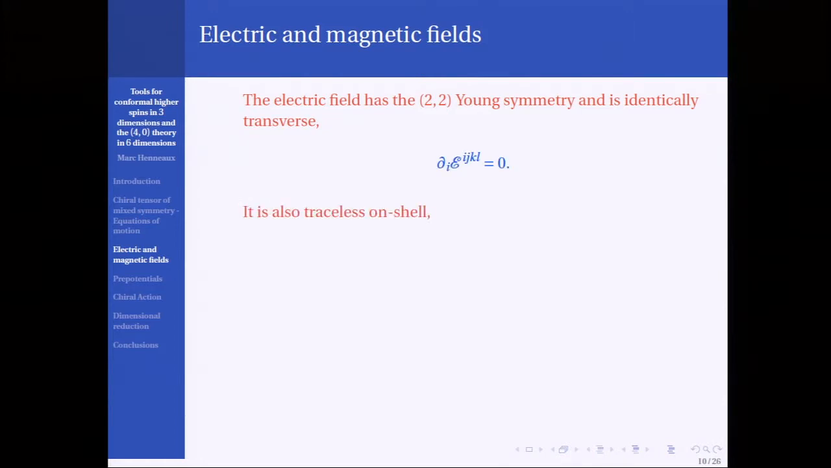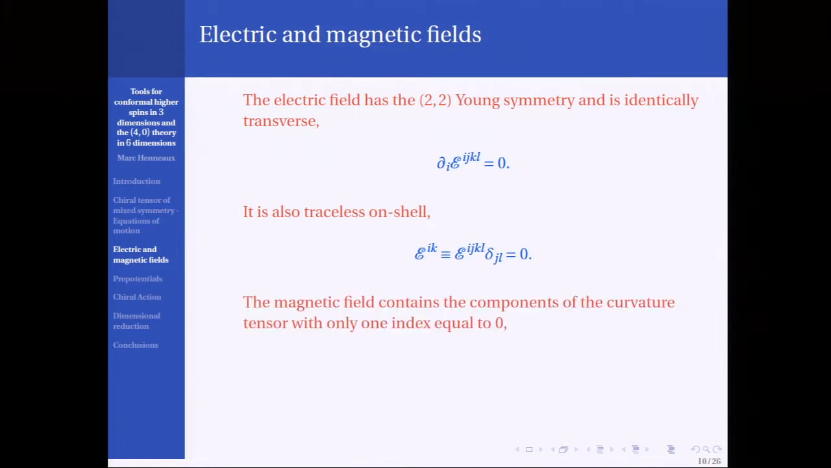Now you can also show, but this is an equation of, so this is an identity. If you look at the equations of motion, you can also see that the electric field is traceless on shell. So if you compute its trace, that is equal to 0 as a consequence of the equations of motion. But that's different from that which is an identity, following from the definition. Now this is the definition of the electric field. Now what about the magnetic field?